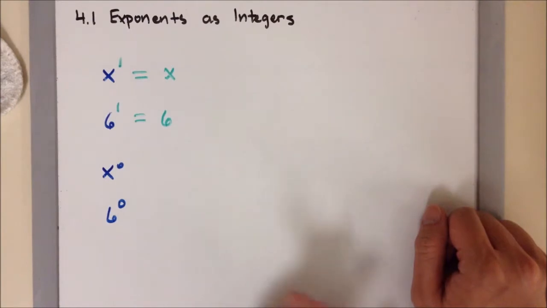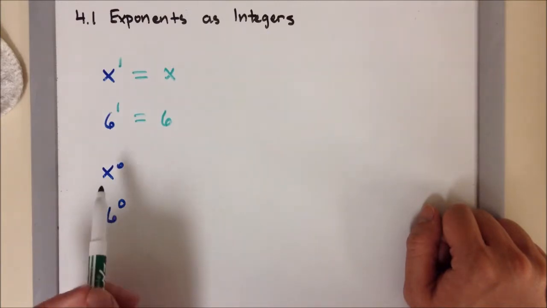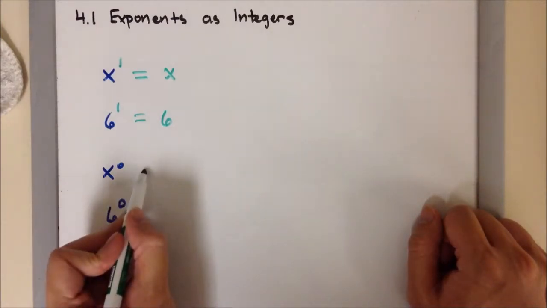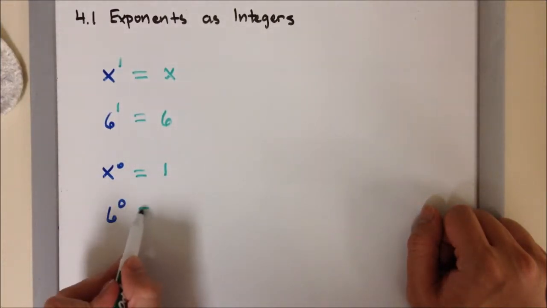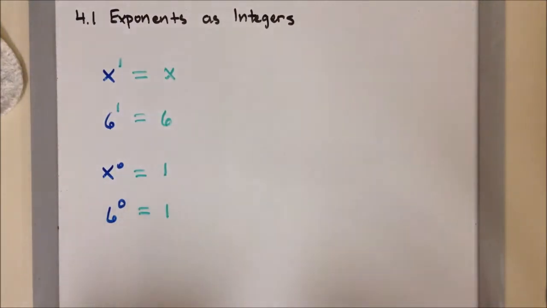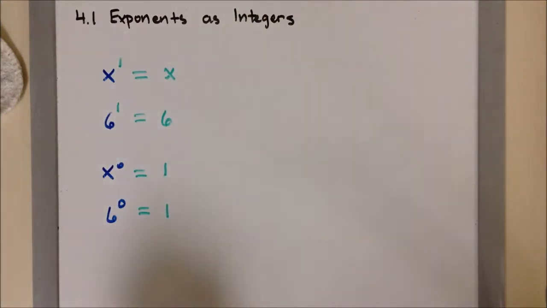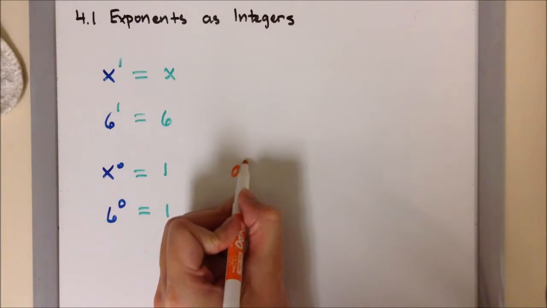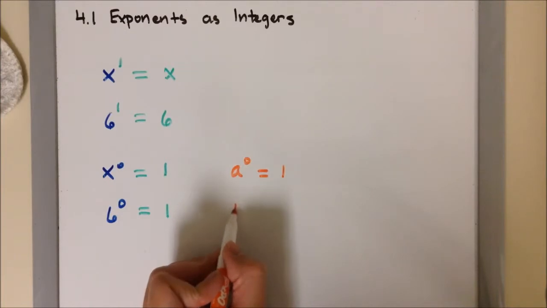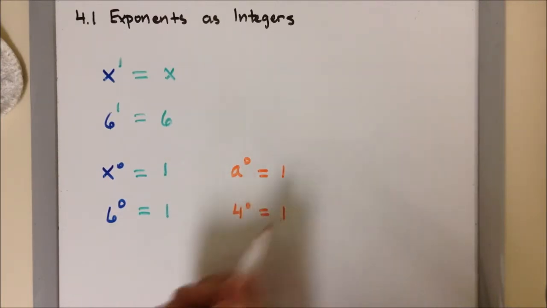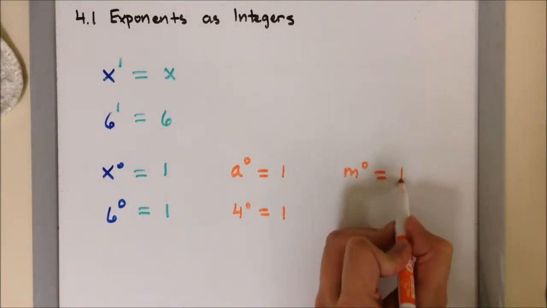Just like that. Now, another case is when it's being raised to the 0 power. So when it's x to the 0 power, it's simply going to equal 1. When it's 6 to the 0 power, it also means 1. So anything being raised to the 0 power will simply equal 1. For example, if I had a to the 0 power, it will equal 1. If I had 4 to the 0 power, it means 1. If I had m to the 0 power, 1.